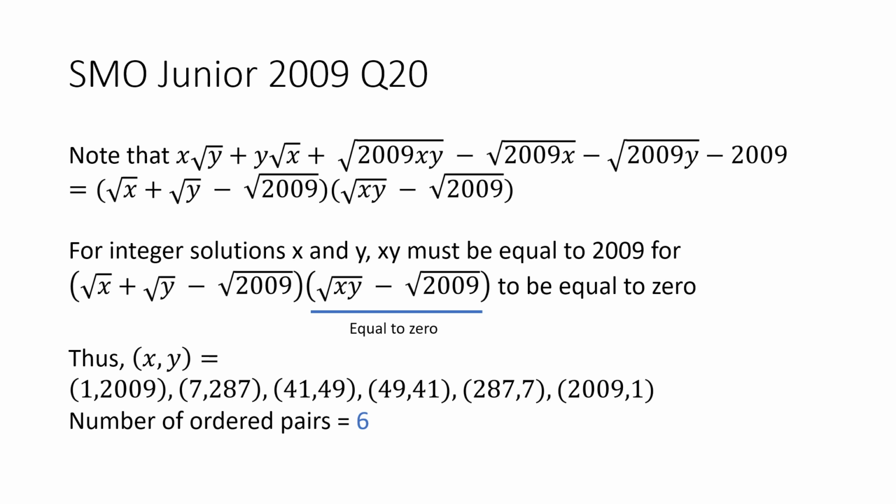Note that the numbers of x and y in the sets are actually reflected. For example, the first one is 1, 2009, and the last one is 2009, 1. This is because x and y are identical in the Diophantine equation. Thus, it shows some symmetry. And from here, you can find out that the number of ordered pairs is equal to 6.